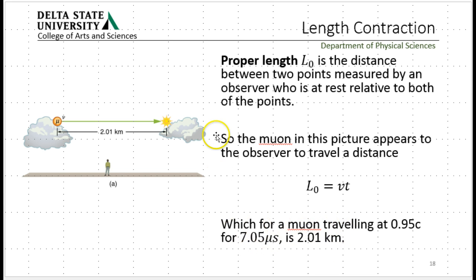Now, you may remember from last lecture we talked about the average muon lifetime at rest is 1.52 microseconds, but that's just average. Some decay more rapidly, some decay later. There's a distribution of that lifetime around that average. All right, so now we see the muon zip across. It goes 2.01 kilometers. It's going 0.95 c, and for us that takes 7.05 microseconds.